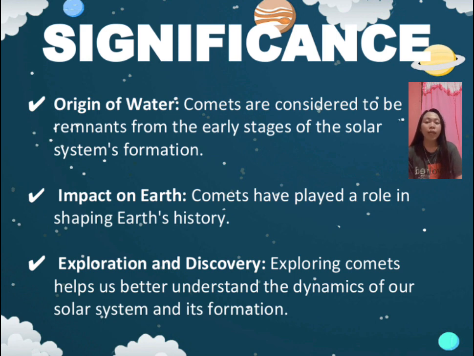Number 2, we have the impact on Earth. Comets have played a role in shaping Earth's history. Large comets colliding with our planet in the past may have caused mass extinctions and influenced the evolution of life.